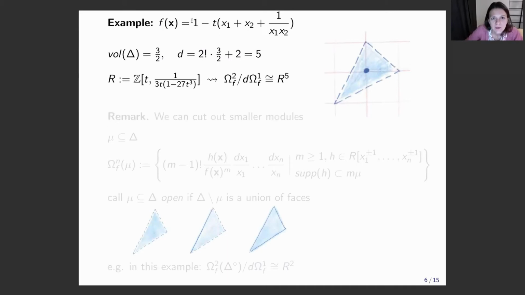Here is an example. This will be our running example, this Laurent polynomial here. In this case, the volume of Delta is 3/2, and after we localize the ring of polynomials by the inverse of this polynomial, the quotient will be a free module of rank 5. This is de Rham cohomology of the hypersurface. But let me tell you where we are heading to prove our theorem. We want to cut out a smaller piece, a subquotient in the de Rham cohomology, and to construct an operation, the Cartier operation, which will preserve this piece.